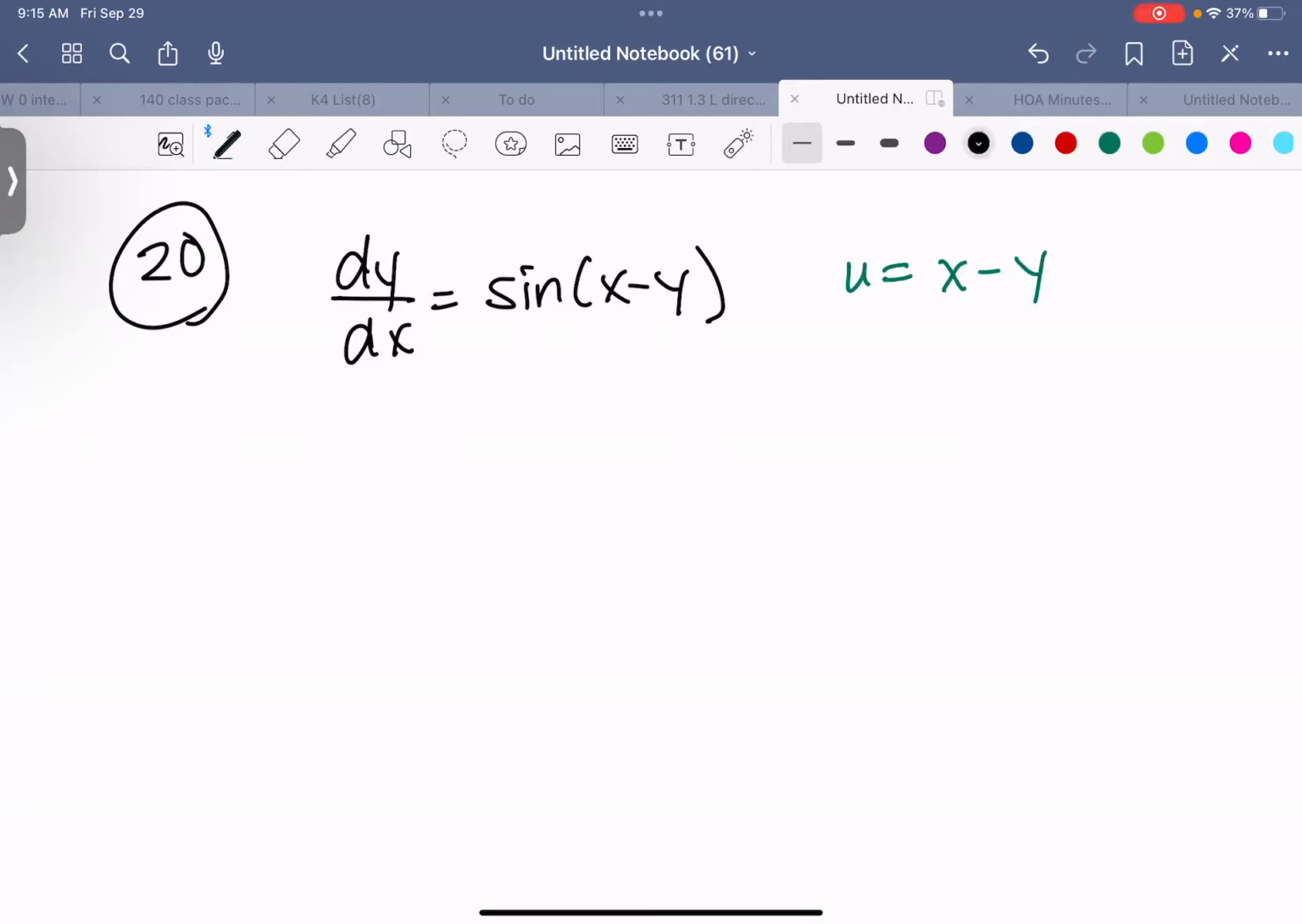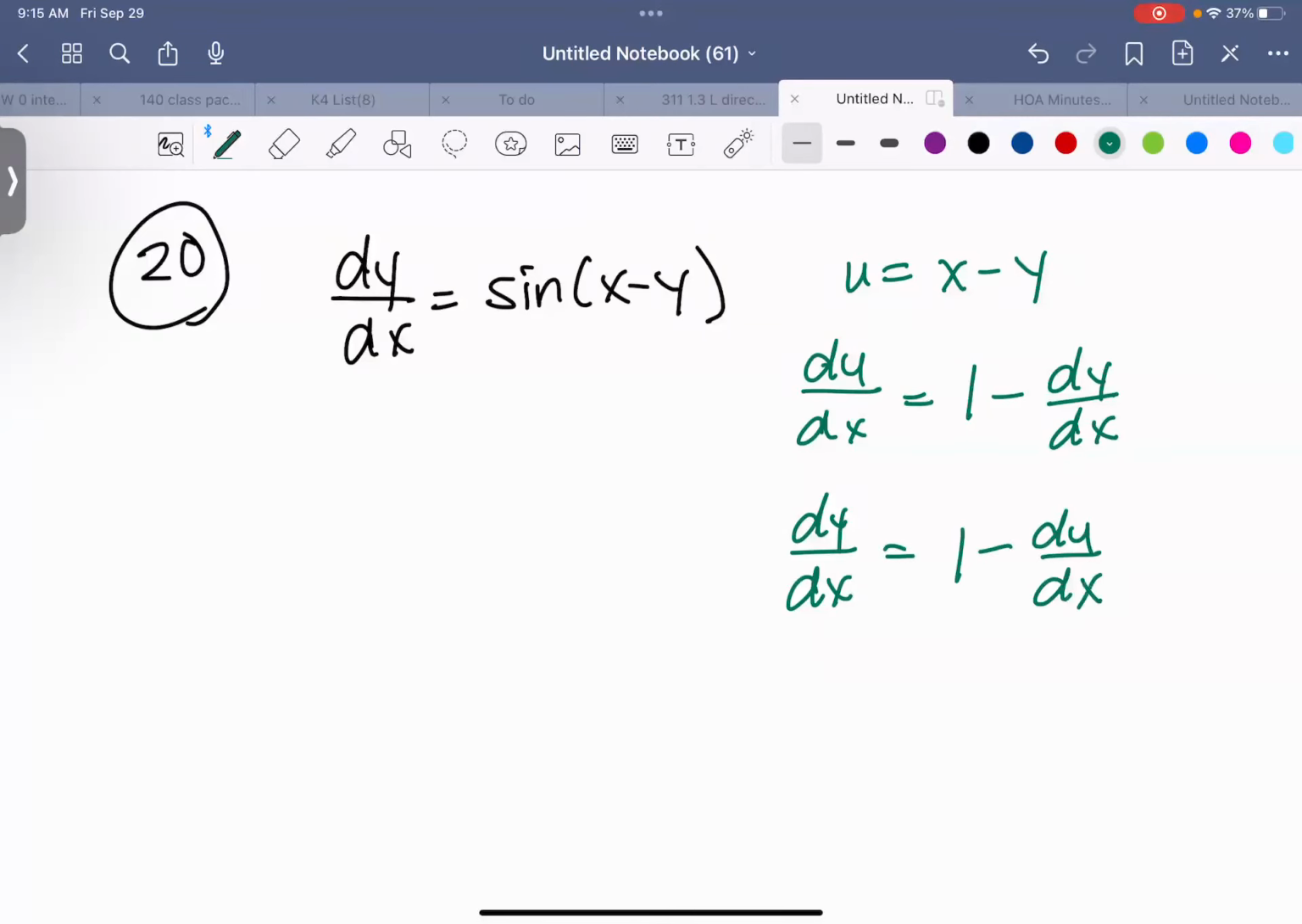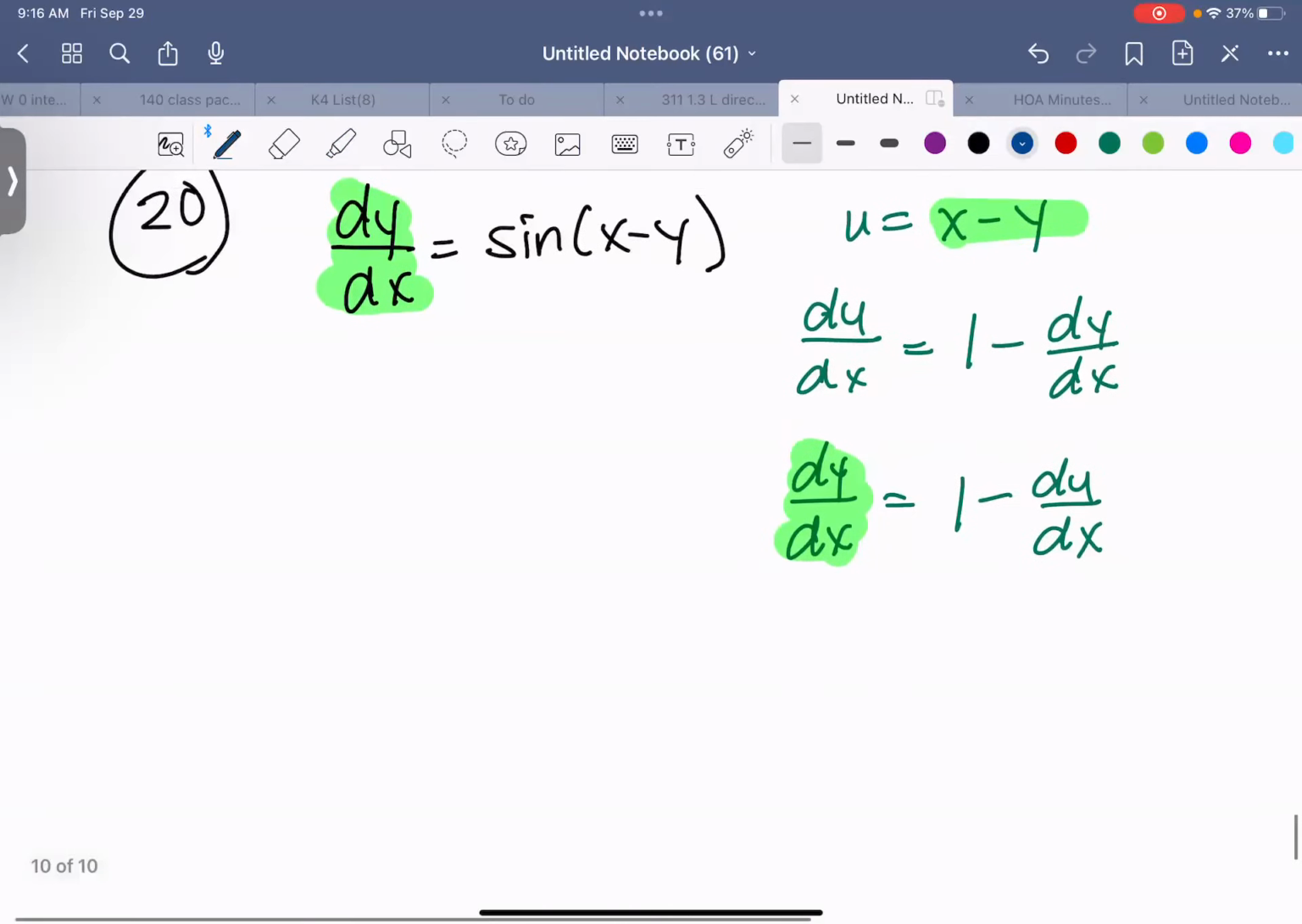That means that du/dx equals 1 minus dy/dx. So dy/dx equals 1 minus du/dx. And I do that because I've got to sub in for dy/dx. So here's my dy/dx, and I already know what x minus y is. So if we substitute those in, then this becomes 1 minus du/dx equals the sine of u.